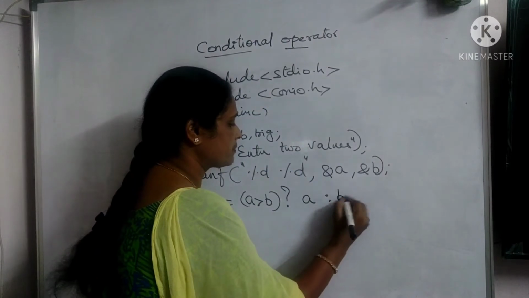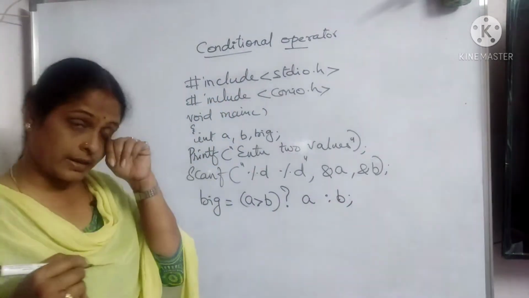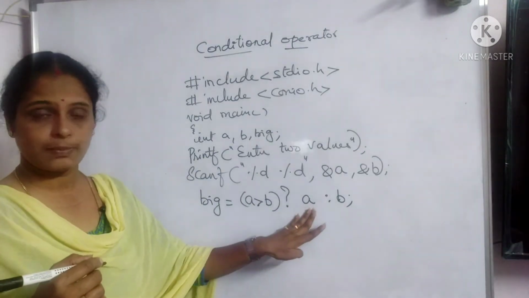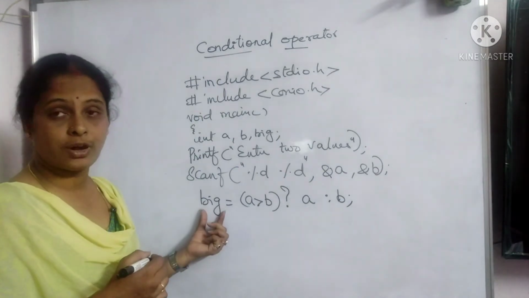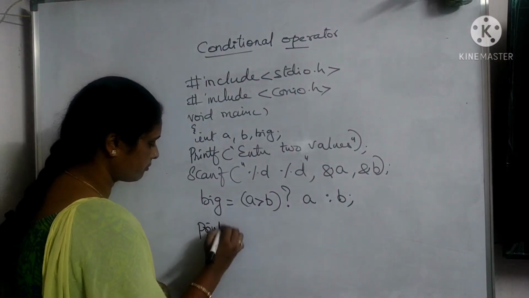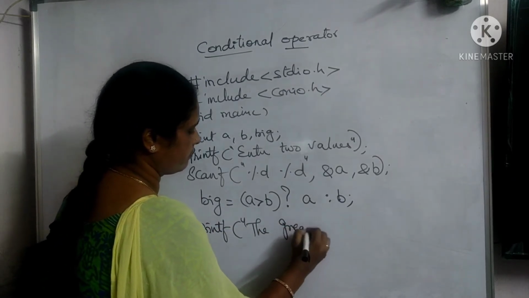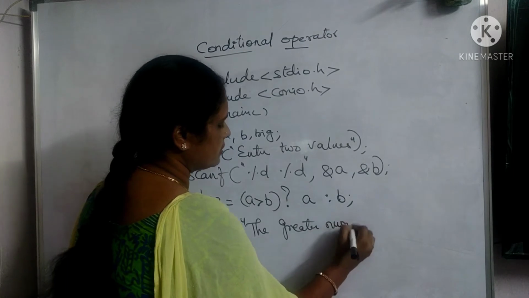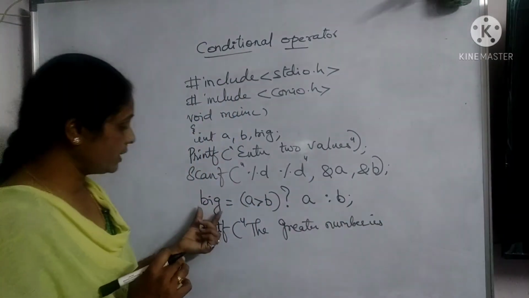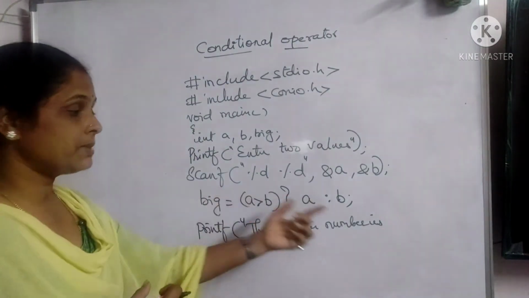So colon B. So what happens when it executes? Suppose the value of A is big, then the A value will be displayed, and that becomes the value of big. Now finally, printf "the greater number is". Where is the greater number stored? It is stored in big, isn't it? So I am displaying the same.